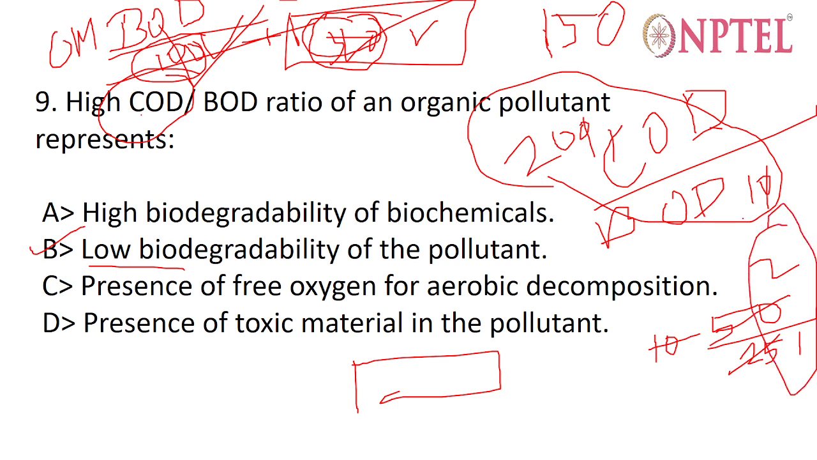So what does it mean? It means that the first sample is having low biodegradability, and this sample is having higher biodegradability, because this is 2 is to 1, and this is 20 is to 1. That's the difference. So it has high biodegradability, and it has low biodegradability. I hope this is clear for you.